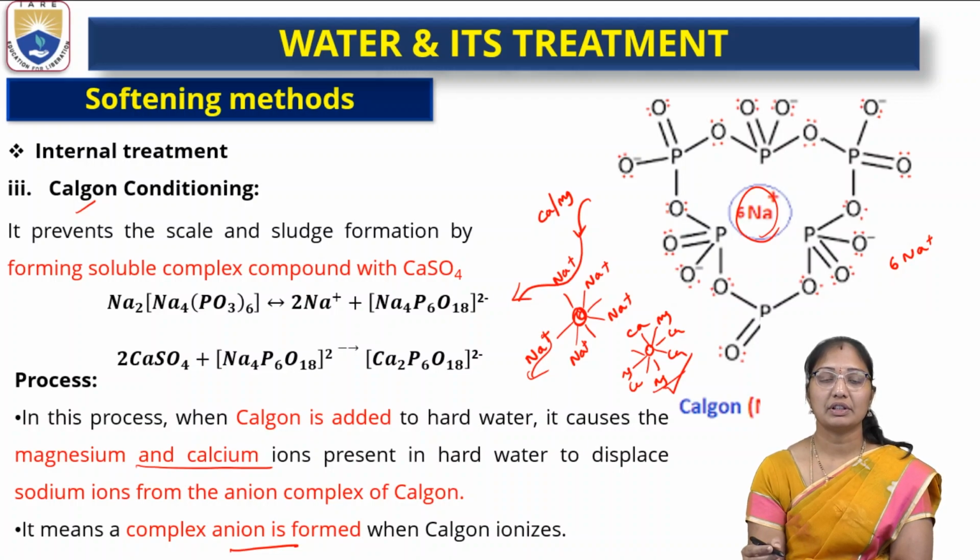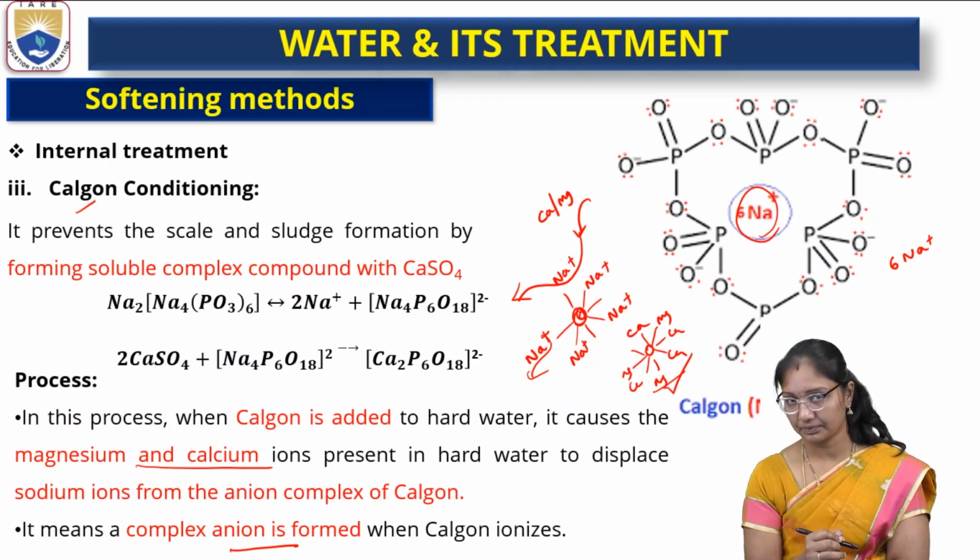When Calgon ionizes, meaning when it is dissolved in water, the calcium and magnesium ions present in the hard water easily displace the sodium ions in Calgon.